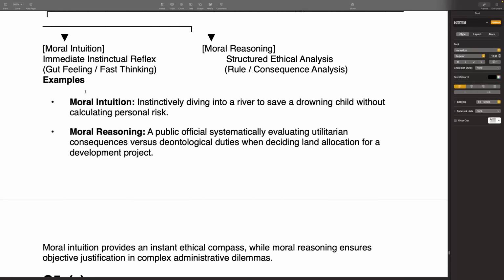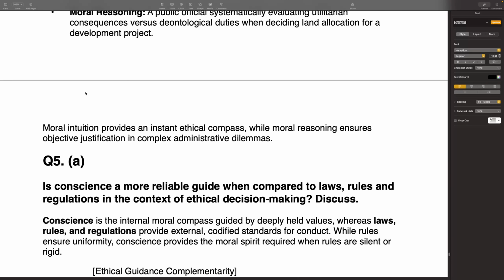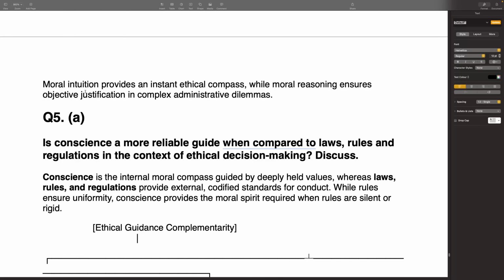Examples: moral intuition, instinctively diving into a river to save a drowning child without calculating personal risk. Moral reasoning, a public official systematically evaluating utilitarian consequences versus deontological duties when deciding land allocation for a development project. Moral intuition provides an instant ethical compass, while moral reasoning ensures objective justification in complex administrative dilemmas.